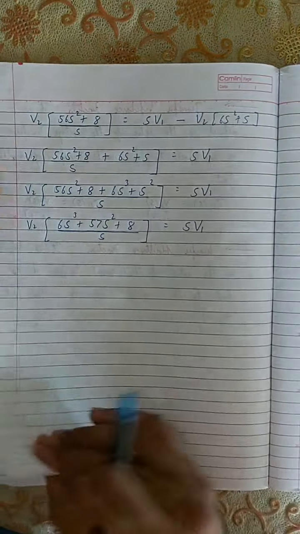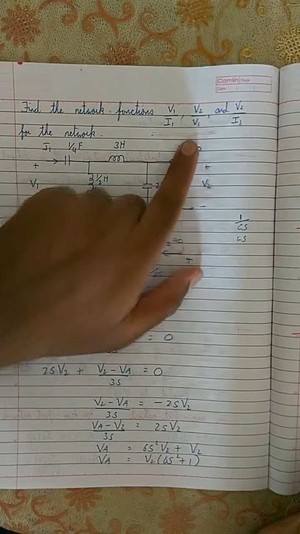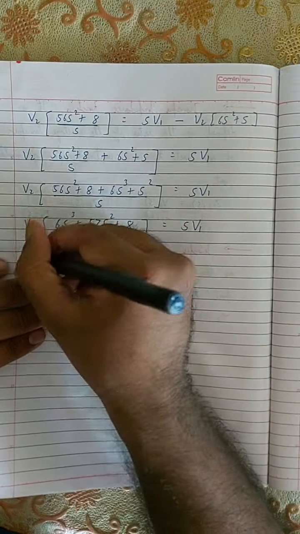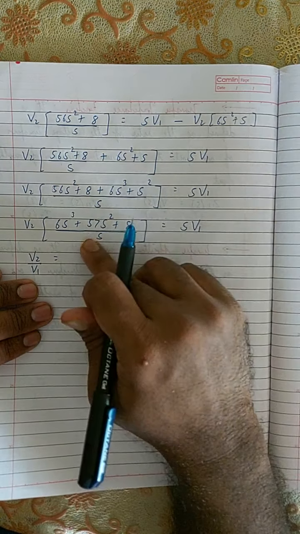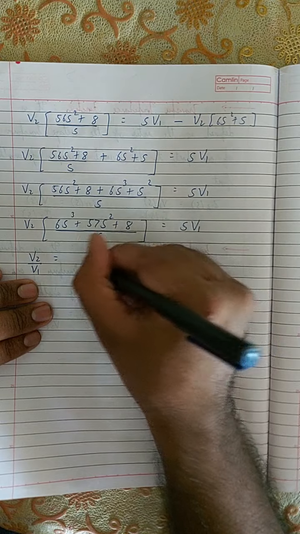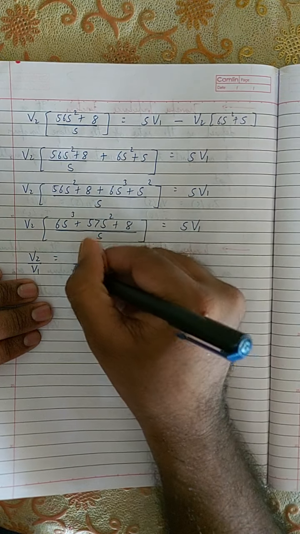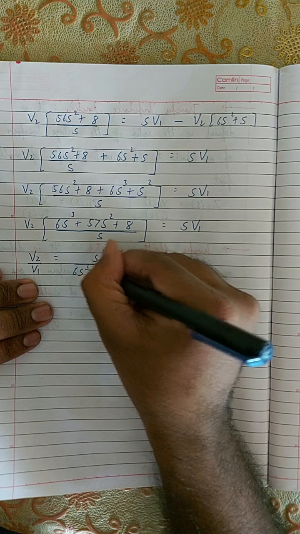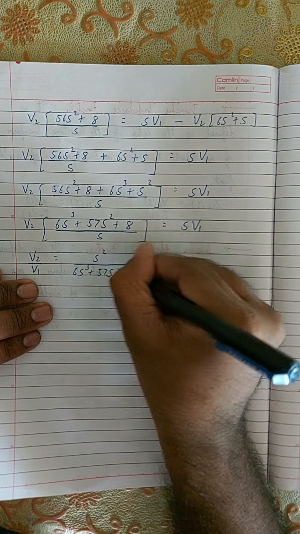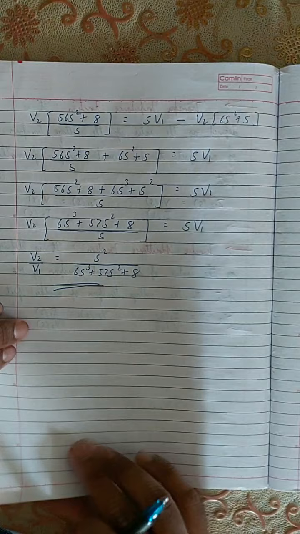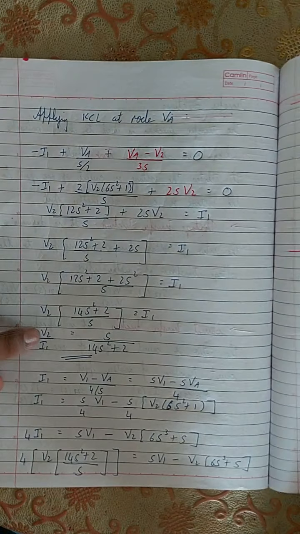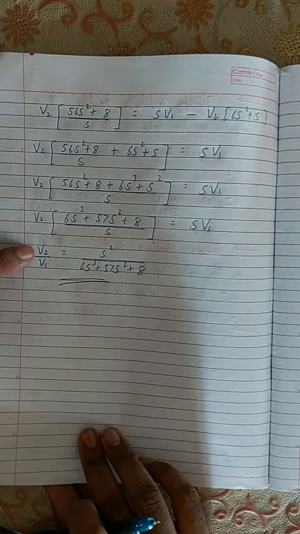Or in other words, you are trying to find the equation of V2 by V1. So V2 by V1 is equal to, this will come over here, so this will become s square and this will go down, so this is 6s cube plus 57s square plus 8. This is the equation of V2 by V1. Just like how I found V2 by I1, now I found V2 by V1.